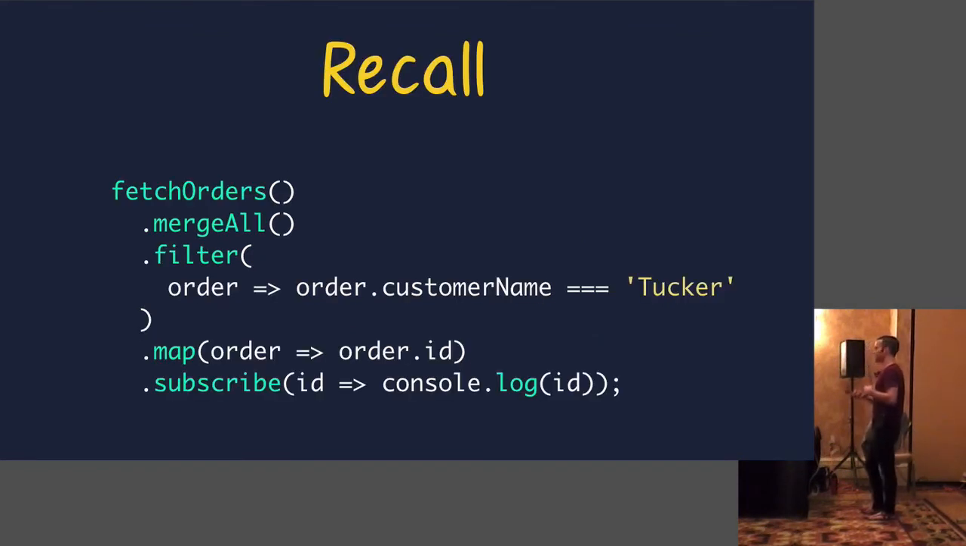So one thing I want to revisit now is looking at something we're going to eventually see called higher order observables, and I want to revisit this merge all. We talked about earlier when we fetched an array of orders, we could flatten that array out and process each item at a time with the observable API.